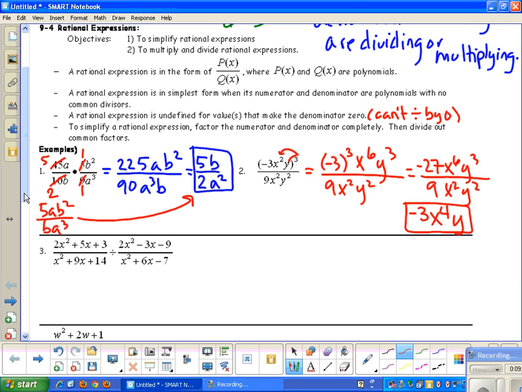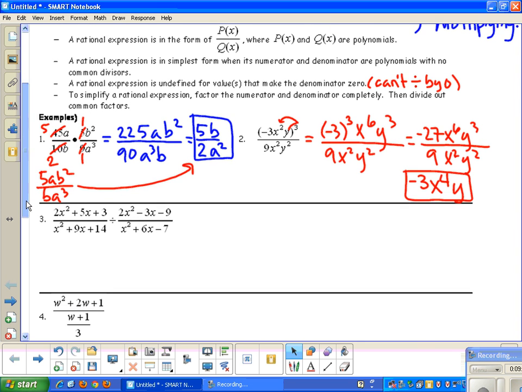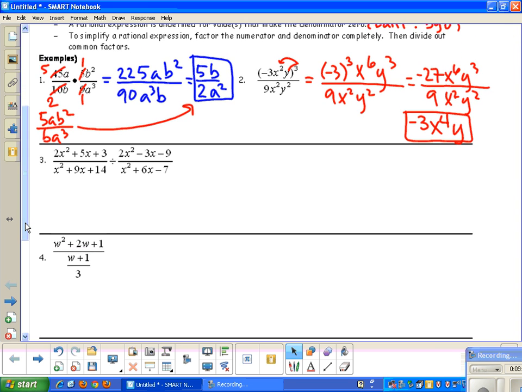So now let's do some harder problems with what we learned before. So let's look at number 3. Number 3, we have a polynomial divided by a polynomial, and we're dividing two fractions. So in this case, because of this division right here, remember that means we're going to want to multiply by the reciprocal of that second fraction.